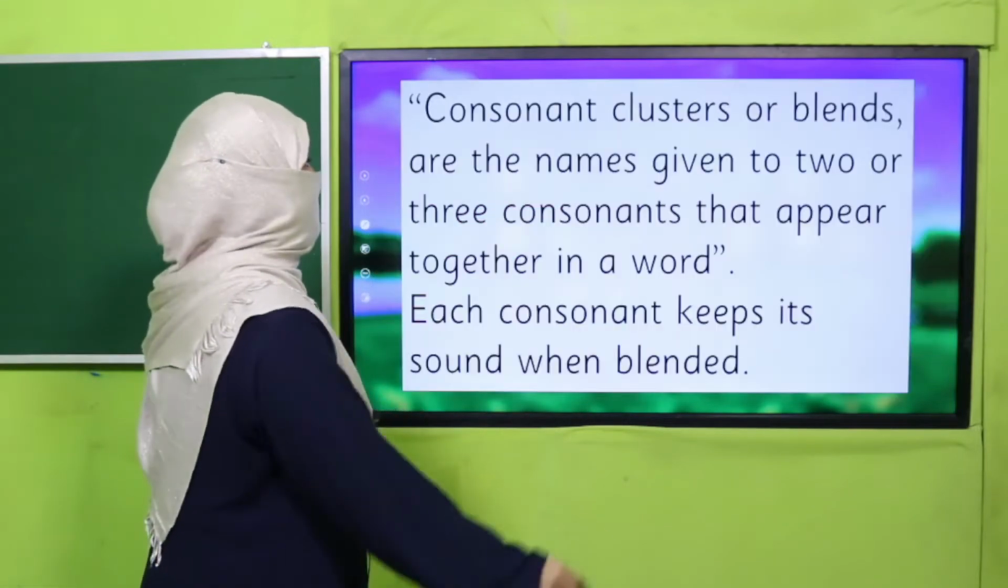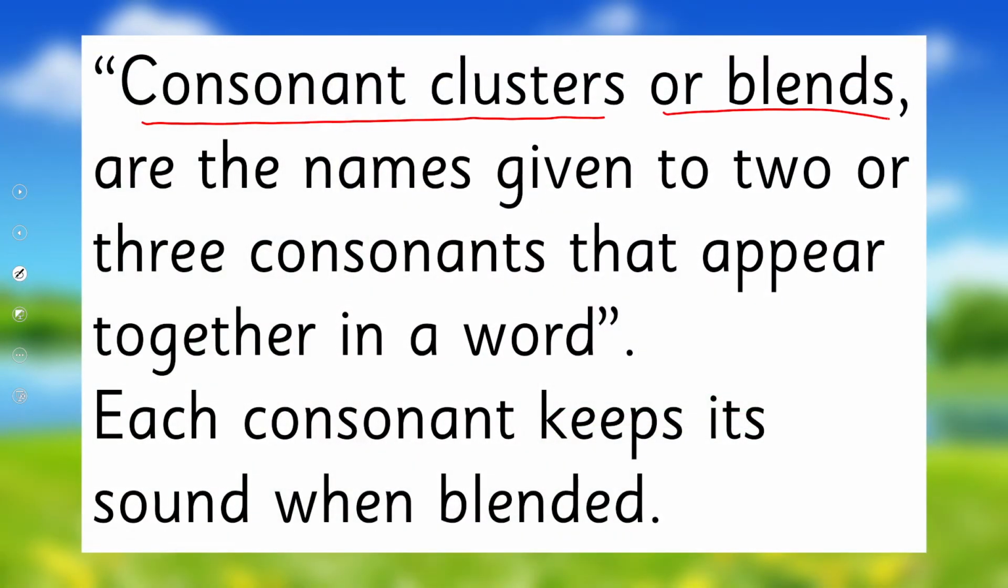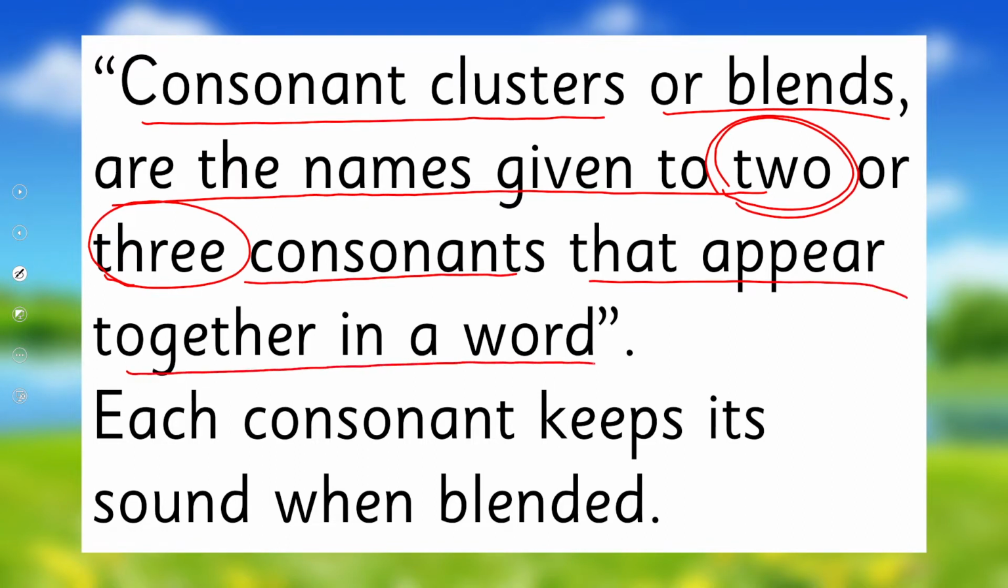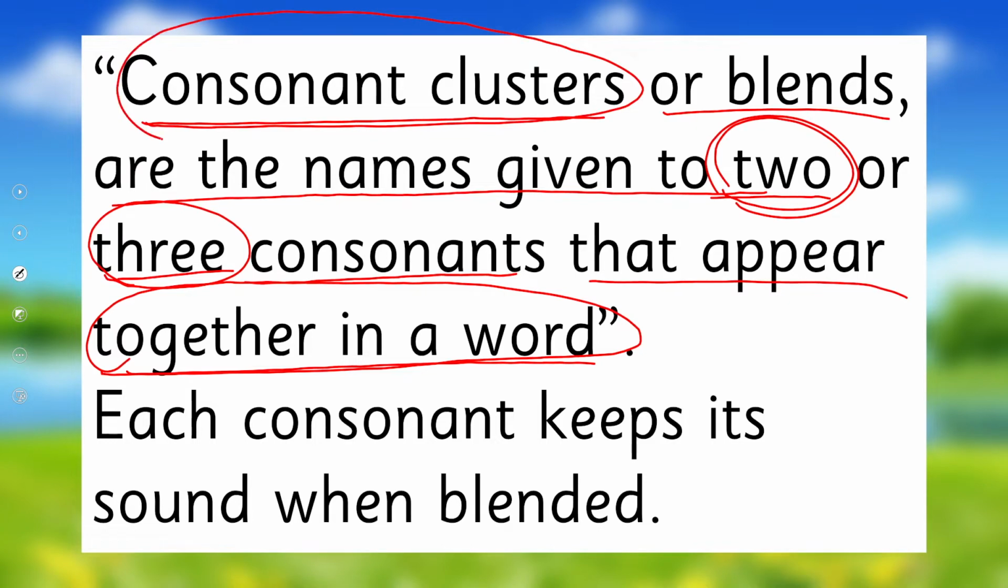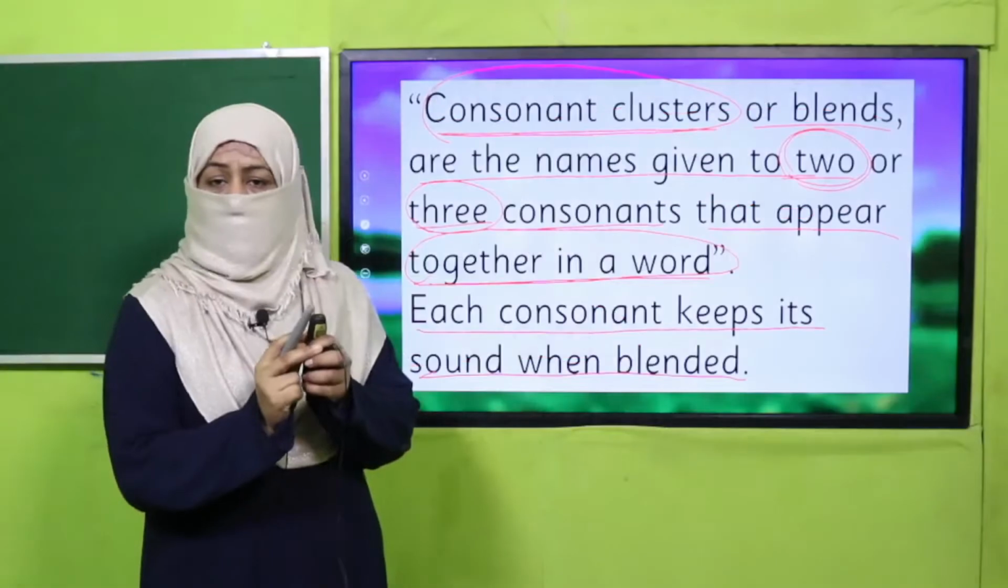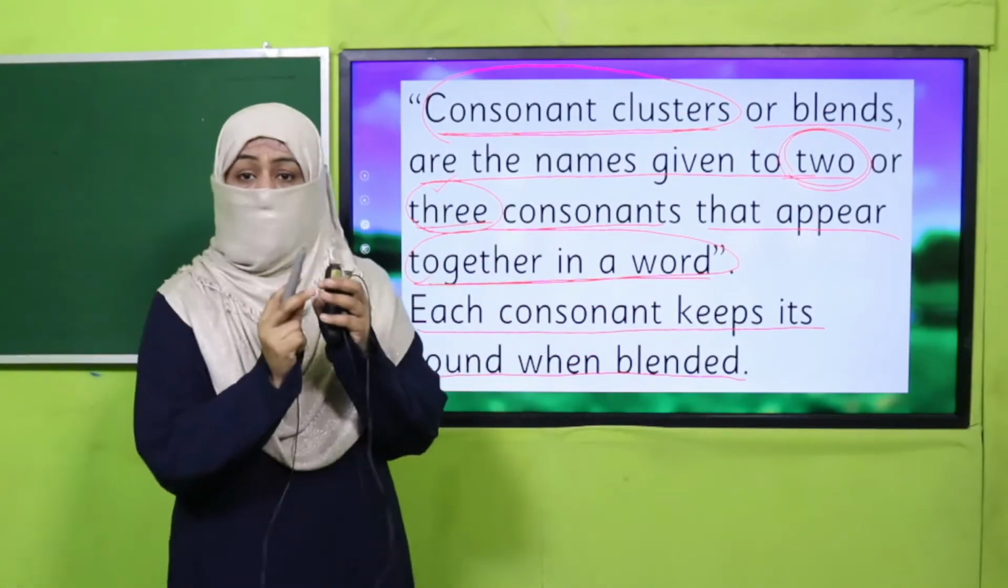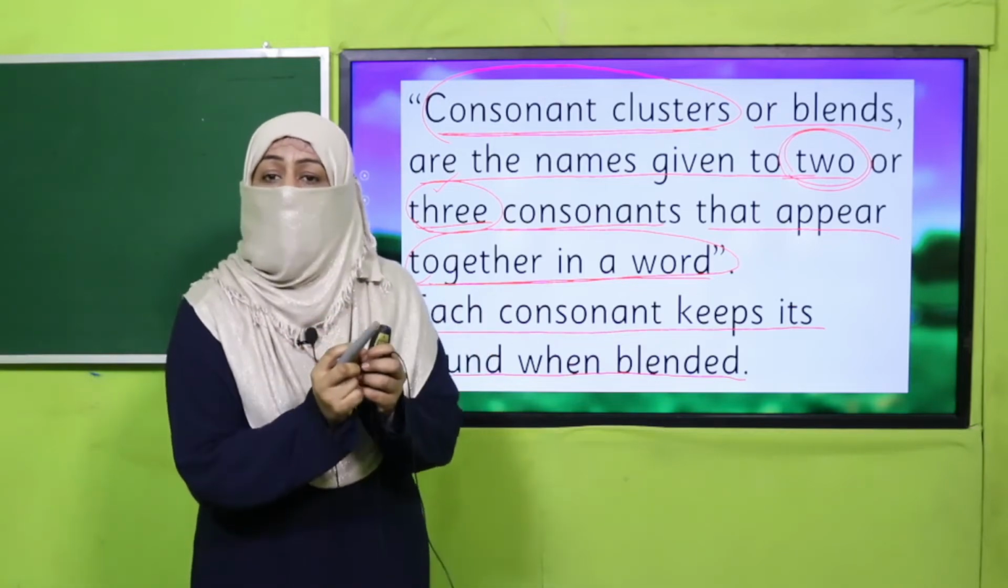And what does cluster mean? Consonant clusters or blends are the names given to 2 or 3 consonants that appear together in a word. So whenever 2 or 3 consonants appear together in a word, it is called a consonant cluster. And how do we say it? Each consonant keeps its sound when blended. Okay, so now what is the rule? There will be 2 or 3. Today our focus is 3. So when there are 3 consonants together, it is called a consonant cluster.